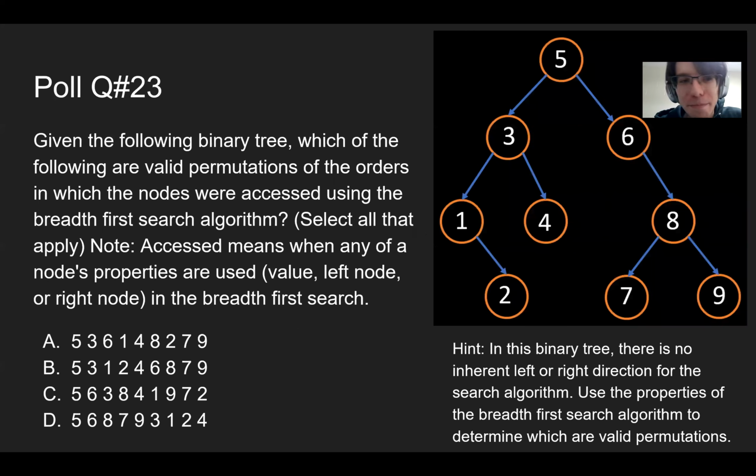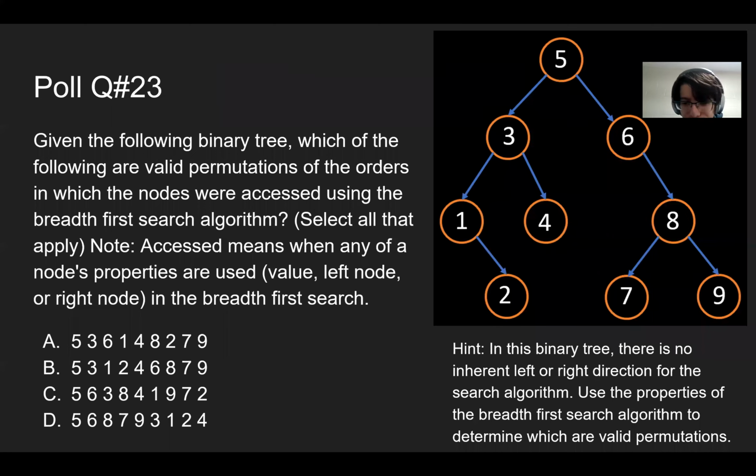Okay, so here's the poll question for you guys. Given the following tree, which of the following are valid permutations of orders in which the nodes are accessed by a breadth first search algorithm? And access just means when the property is used. You can pause and try to answer it, but we're going to go over this.